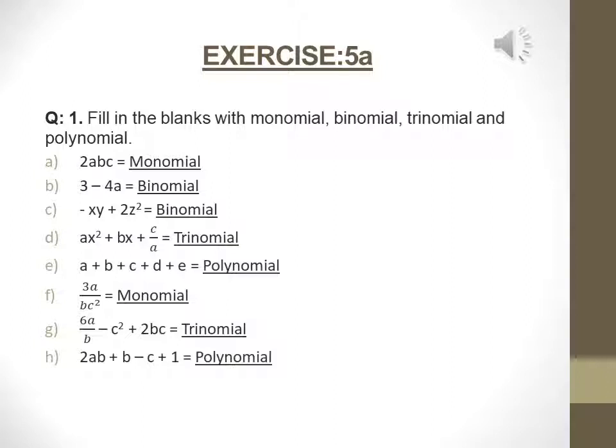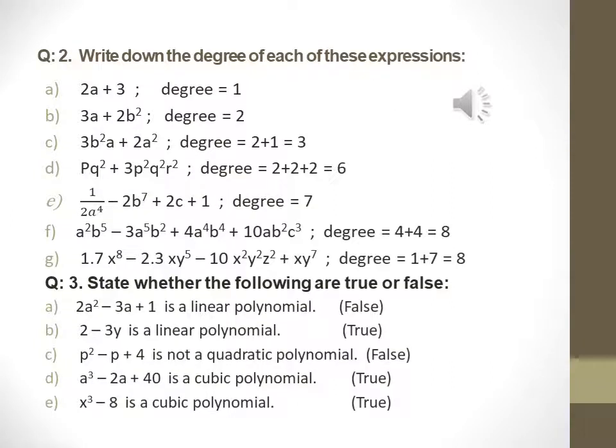Part F, 6a over b minus c square plus 2bc, 3 terms, so it is trinomial. Part G, 2ab plus b minus c plus 1. We have 4 terms, so it is polynomial. Part H, 3a over bc square, only 1 term, so it is a monomial.